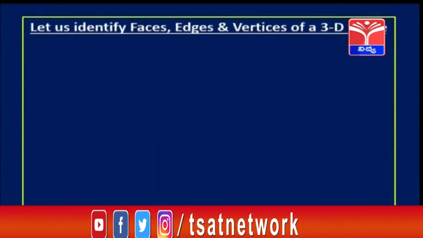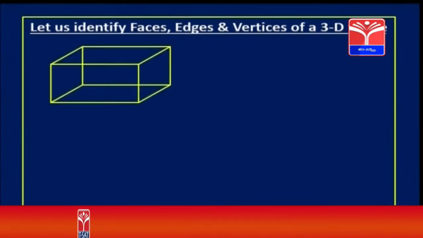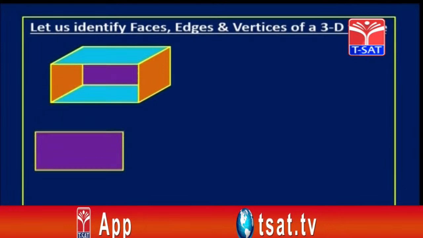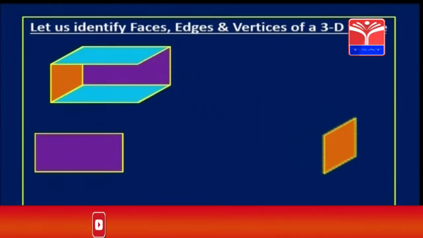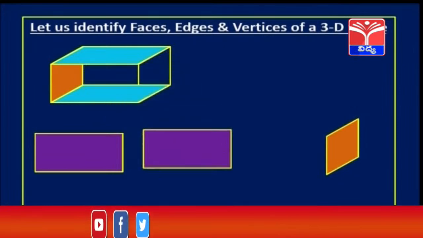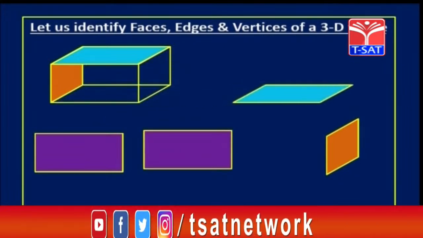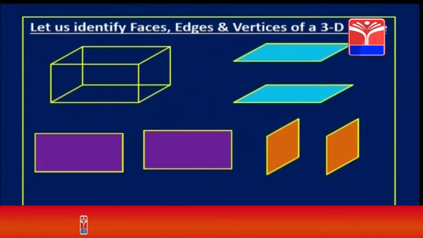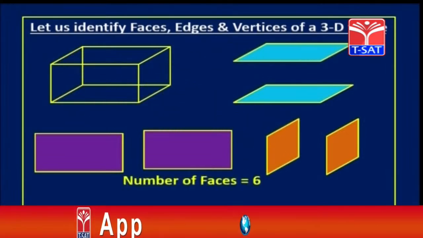Let us identify faces, edges and vertices of a 3D figure. Children, what am I taking here? Yes, I am taking a cuboid. Okay. Now what am I doing, children? I am taking one plane surface out from the diagram so that you can count the number of plane surfaces, children. How many faces are there, children? Yes, we have 6 faces.